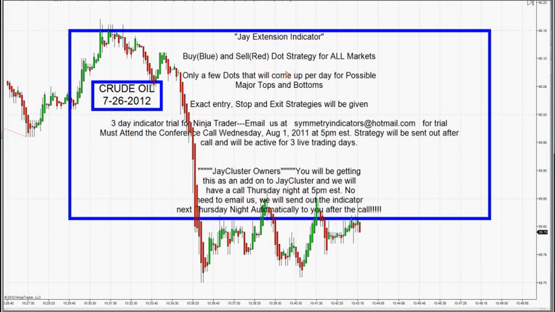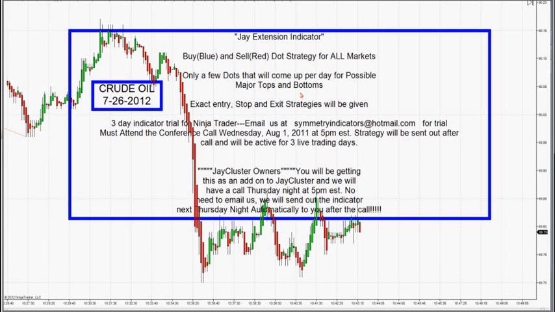So what this indicator will do is a blue dot will pop up for buys, and a red dot will pop up for sells. Only a few dots will pop up with this type of indicator, okay? You're not going to get a lot of dots during the day. You can use Market Analyzer with this. You can pop it in there, and when the dot does pop up, it will pop up on Market Analyzer for you.